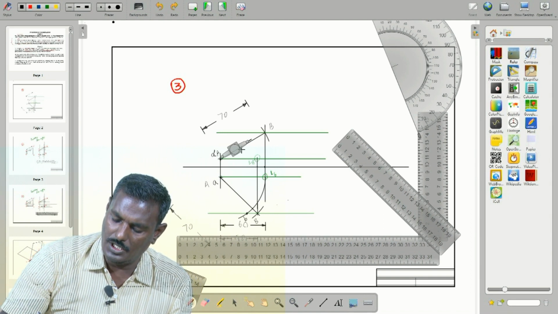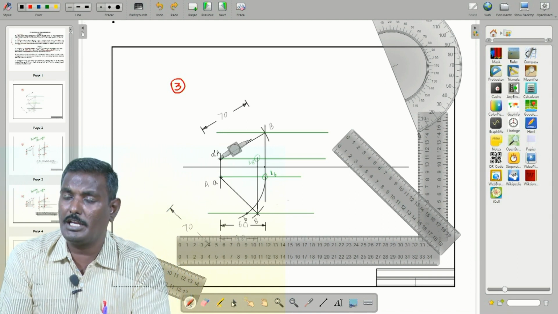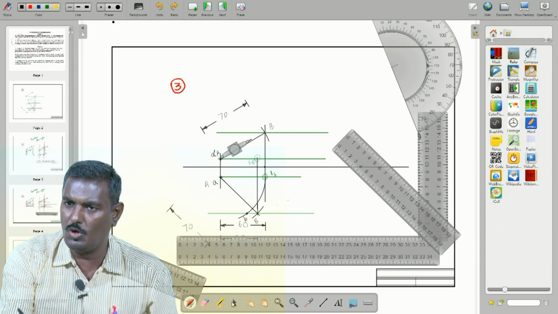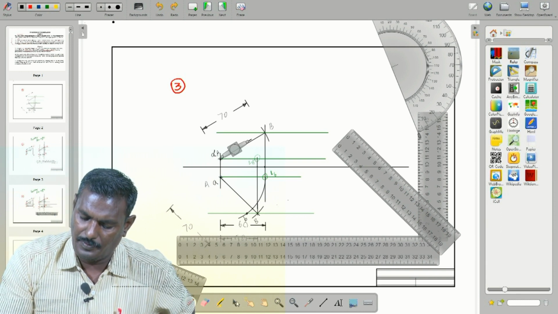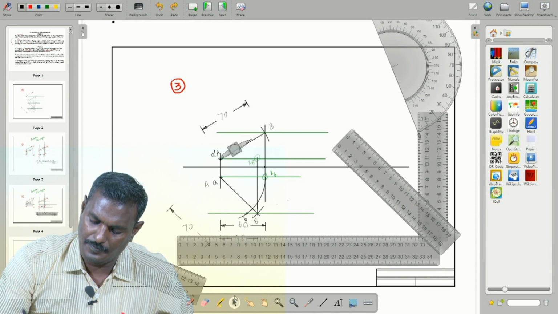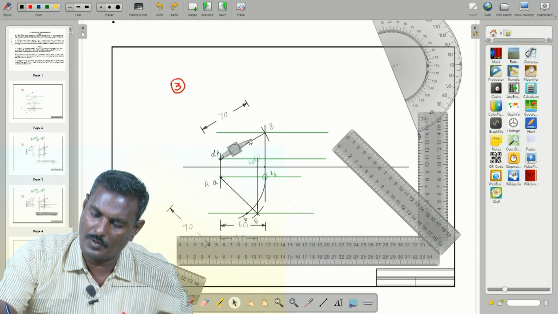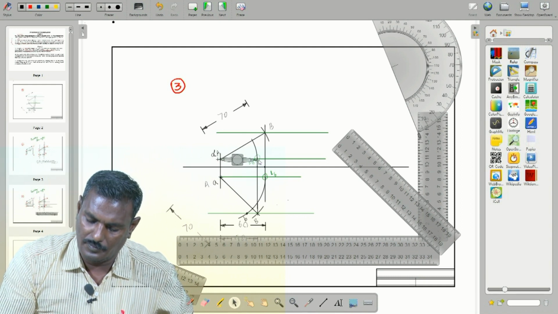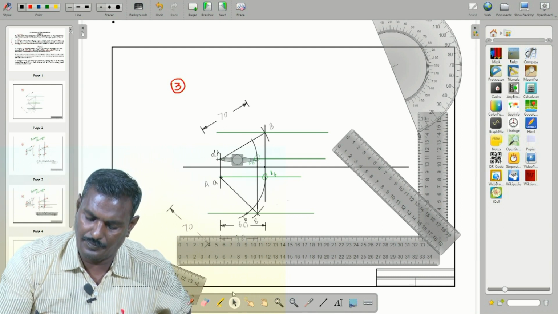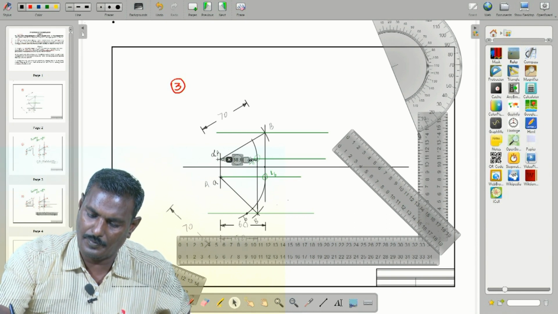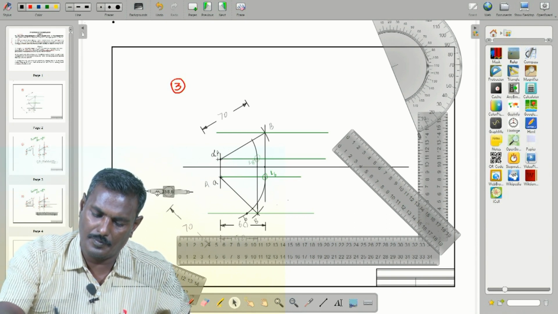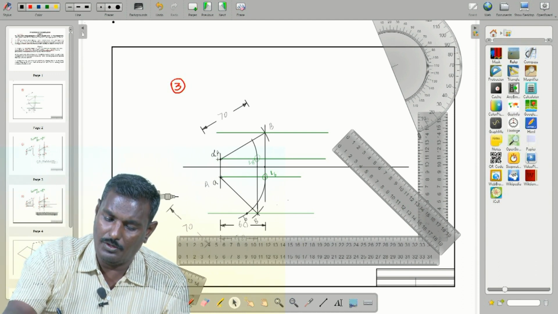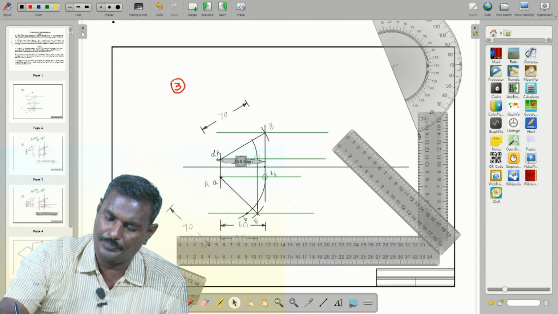So we have to draw an arc, keeping a dash, because it does not accept, that is why I just move to some other distance. This distance. Move away. Further we have to move. Yeah, here.